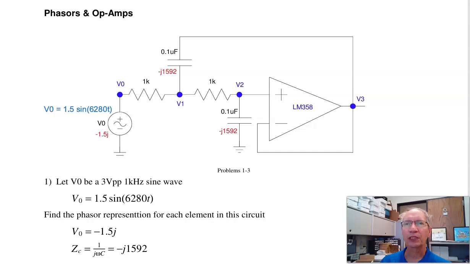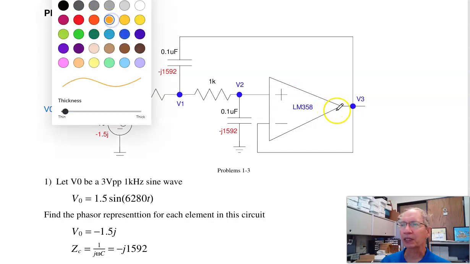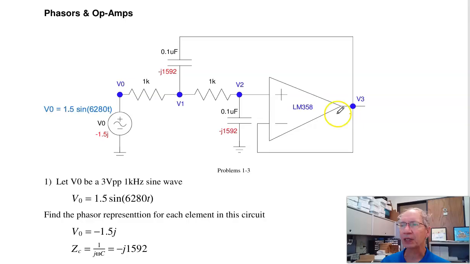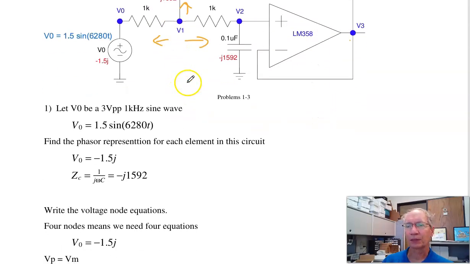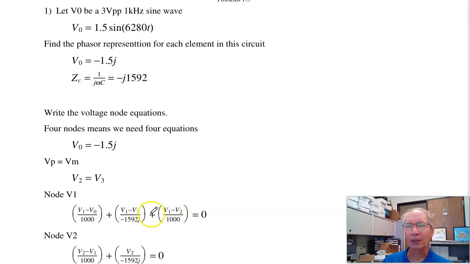So for one equation, I would really like to write the node equation at V3, but I can't because I don't know what the current is out of the op-amp. Instead, write the node equation at V1. That's the current left plus the current right plus the current up equals 0. That's V1 minus V0 over 1K plus V1 minus V2 over 1K plus V1 minus V3 over minus j 1592. Again, just like what we did at DC, only now with complex numbers.